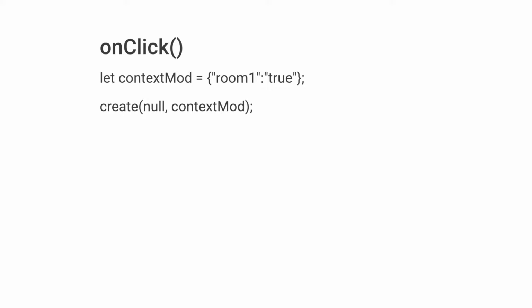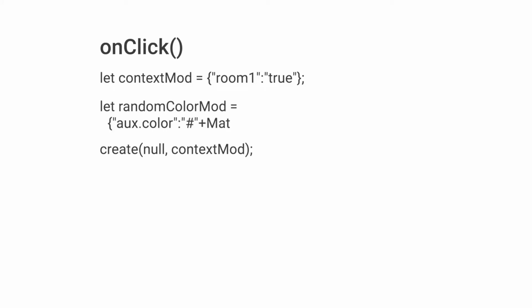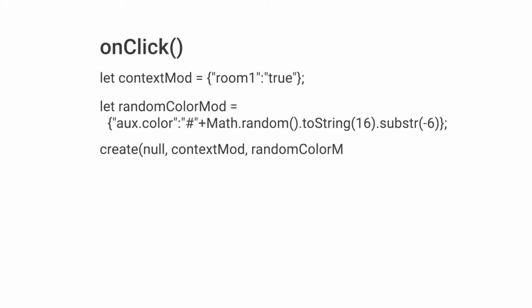So right now when the user clicks on the bot, it creates a bot and places it in our context, but let's also make it so this bot that it creates is a random color. So let's create another variable called randomColorMod. Let randomColorMod equal, and then we want to set our aux.color tag to a random hexcode, and you can use this script right here to do that. And we also need to call that variable in the create event.